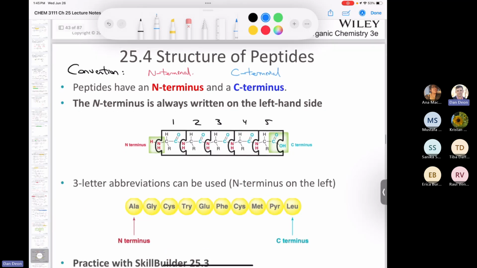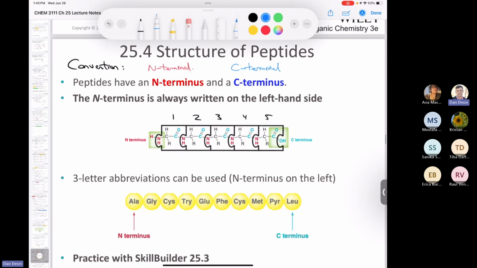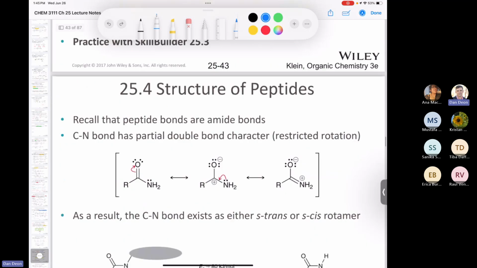So the three-letter abbreviations can also be used. So let's say somebody wrote the structure of this peptide here. You've got alanine, glycine, cysteine, tryptophan, so on and so forth. Well, it is taken for granted that it is written with the N terminus on the left-hand side and the C terminus on the right-hand side. So again, it's a convention that we follow as chemists.